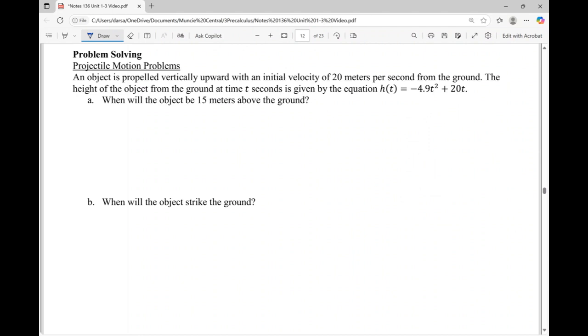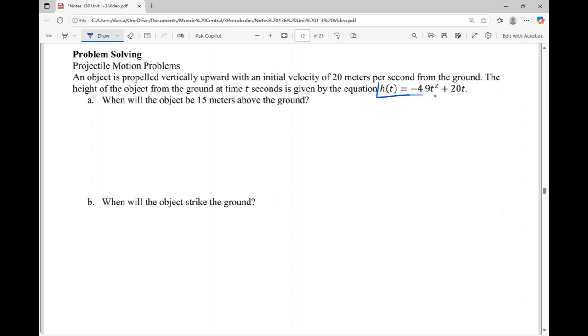For our purposes in our class, they're going to give us lots and lots of words, but they're also going to give us an equation. And that equation is what we're going to want to focus ourselves in on so that we can solve the problems. So let's give this first part a try. An object is propelled vertically upward with an initial velocity of 20 meters per second from the ground. The height of the object from the ground at time t is given by the equation negative 4.9t squared plus 20t. Part A, when will the object be 15 meters above the ground?